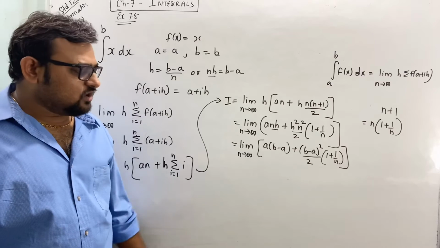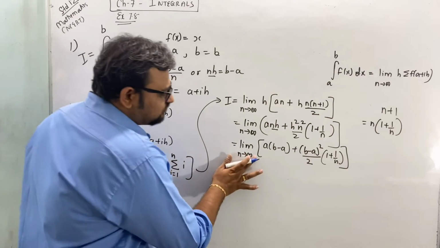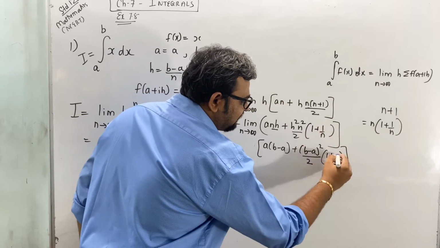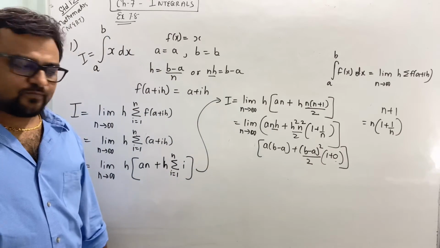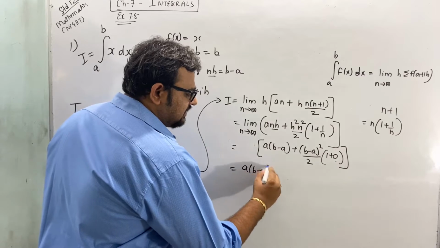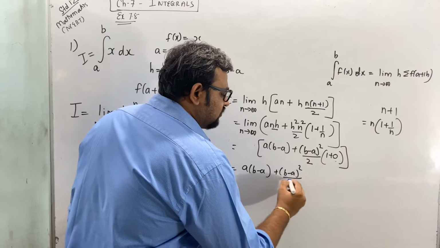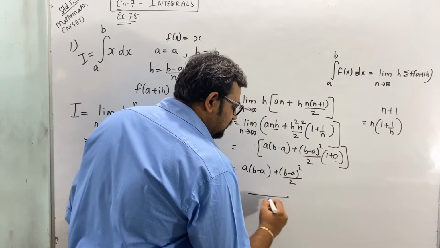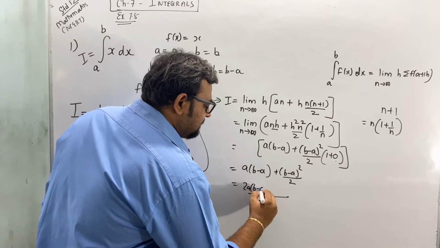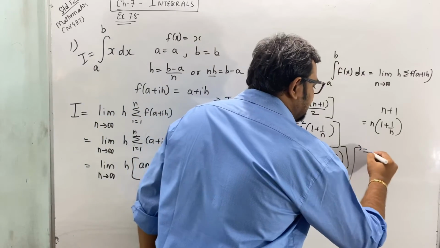What I can do is remove this limit, putting the value of n as infinity, so 1 by infinity will be equal to 0. Clear? So here a into b minus a plus b minus a whole square by 2. LCM will be equal to 2. Clear? So 2a into b minus a plus b minus a whole square.